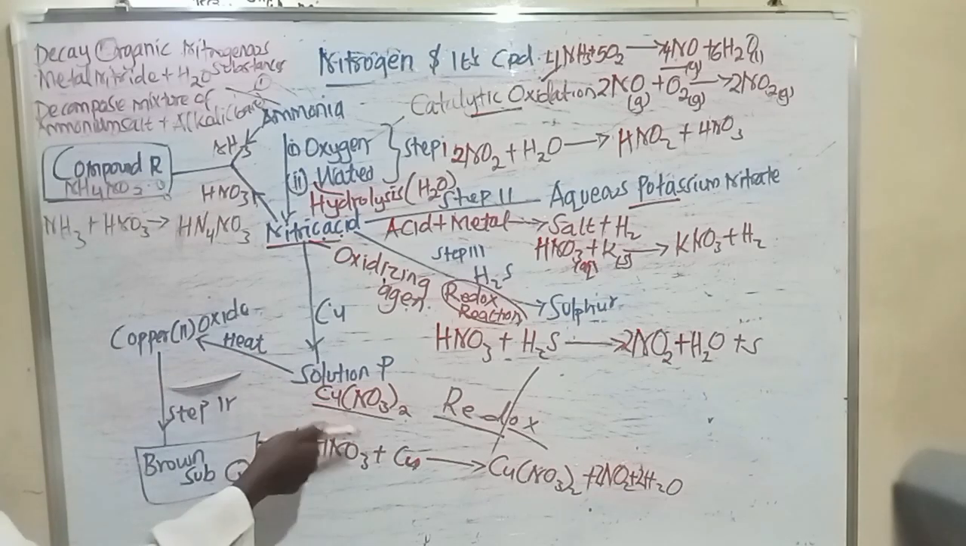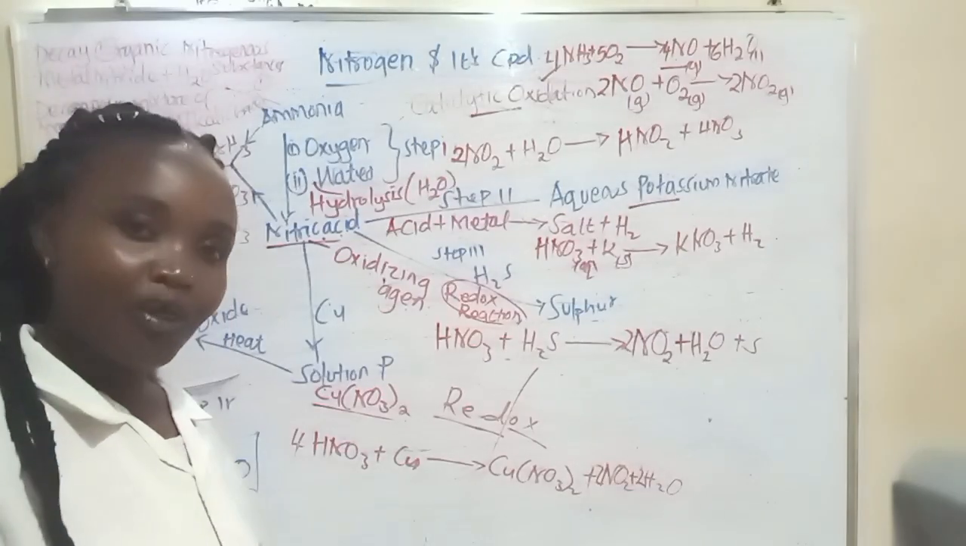So we see we have our solution, which is copper 2 nitrate. You heat it. This is thermal decomposition, they're testing the decomposition of nitrate salts. So when you decompose a nitrate salt, what will you form? One of the products is copper 2 oxide. That is it for the lesson.